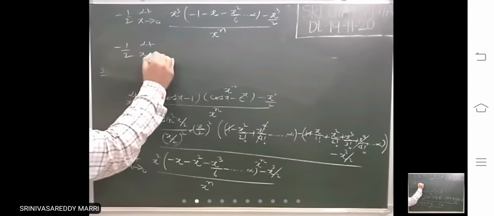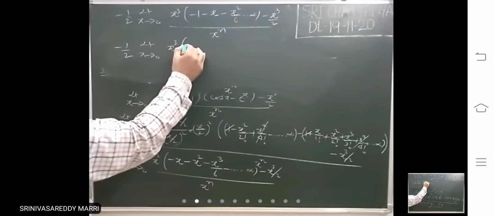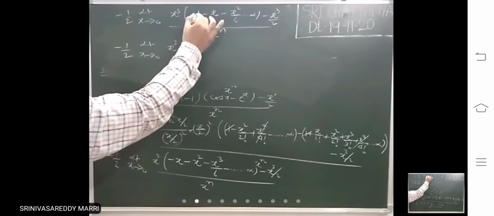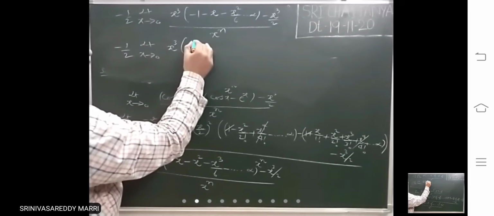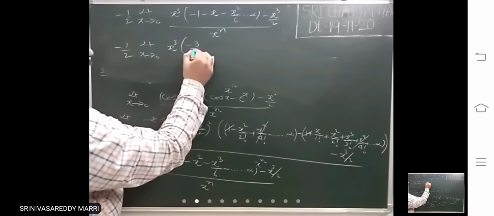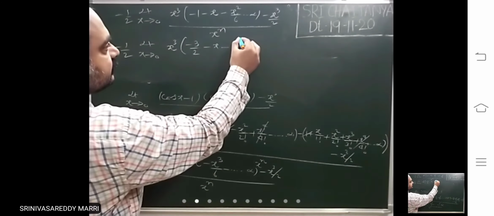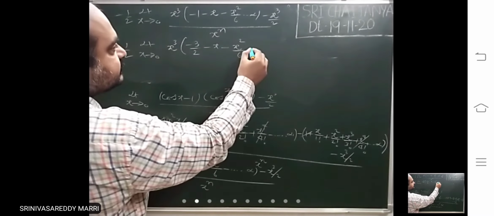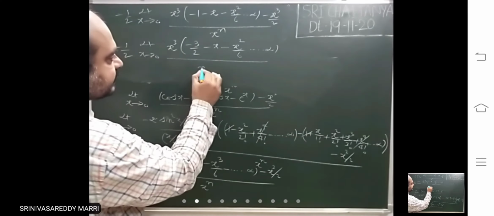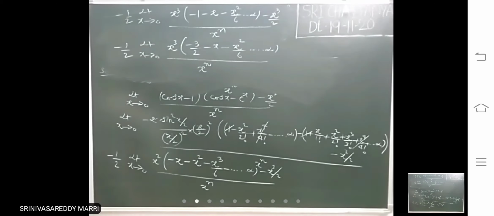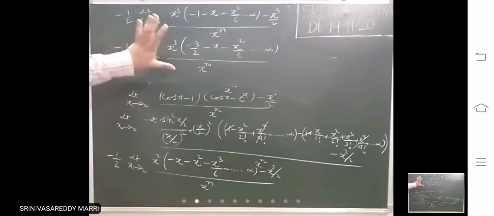Limit x tends to 0. X cube is common in both. What you will get here is minus 1, and this is minus 1 by 2, that means minus 3 by 2, minus x square by 6 and so on infinity, divided by x power n. Now look at this one. This limit is finite, given.